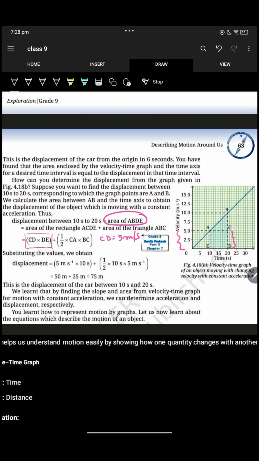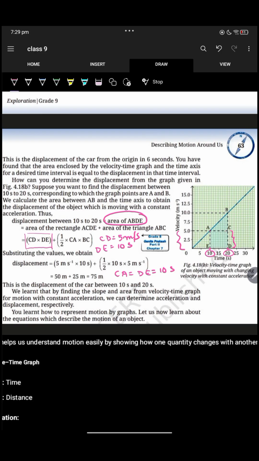What is DE? DE is a point. D is a point on the x-axis. E is also a point in the x-axis. D is at 20, E is at 10. So 20 minus 10 is equal to 10. So here again, DE is equal to 10 second. What is CA? CA is parallel to DE and its value will be same as DE. So I can say CA is equal to DE is equal to 10 second.